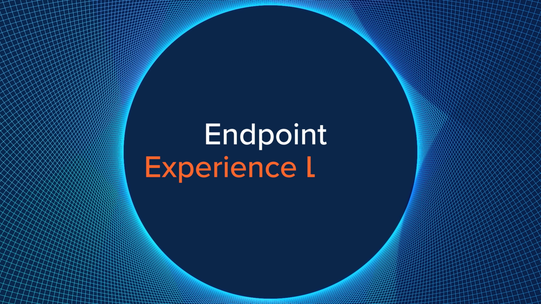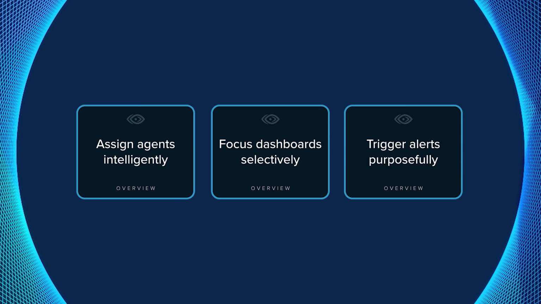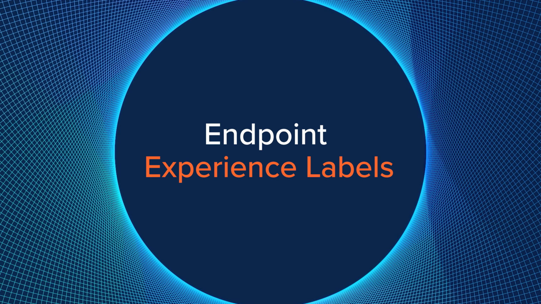Endpoint Experience labels help simplify management and make monitoring more effective. By using labels, you can automatically assign agents to tests, focus dashboards on specific groups, and create alerts that only trigger where they matter most. This flexibility ensures that your monitoring adapts to the changing conditions of your users while keeping your dashboards and alerts relevant and efficient. That wraps up our overview of Endpoint Experience labels.